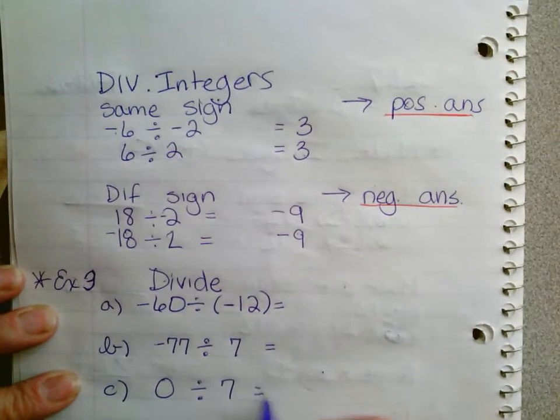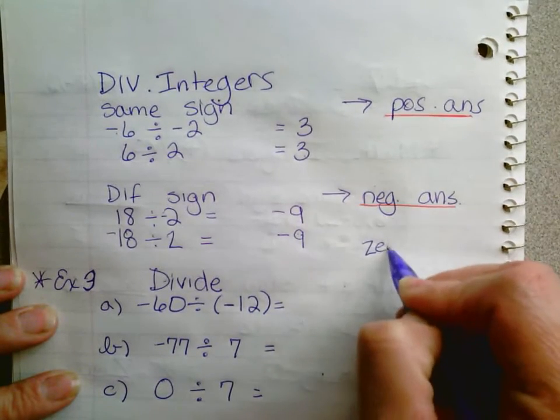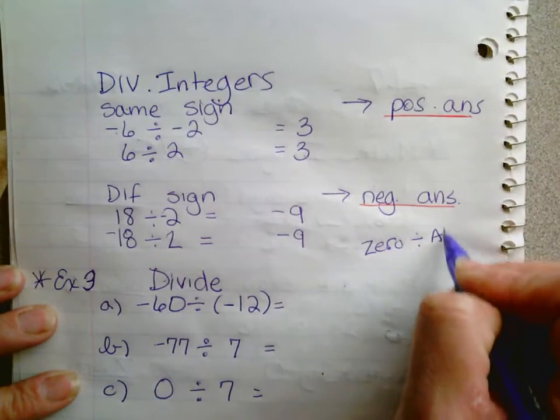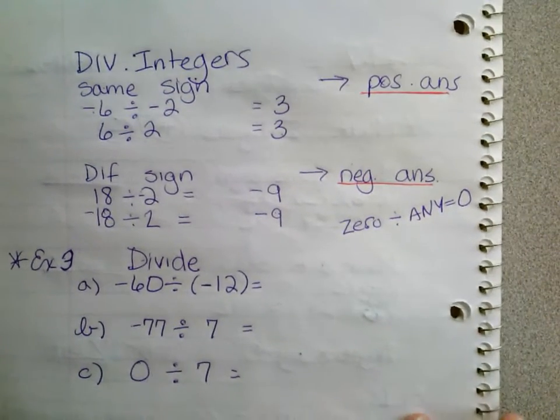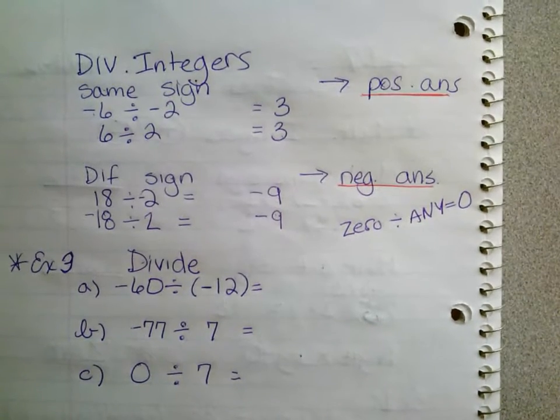I forgot to include the 0 rule. 0 divided by any number, doesn't matter, equals 0. Okay? Forgot to include that. Sorry about that. So go ahead and try those.